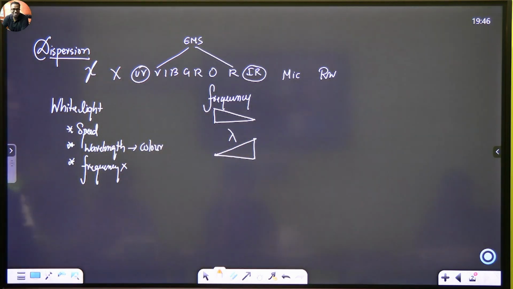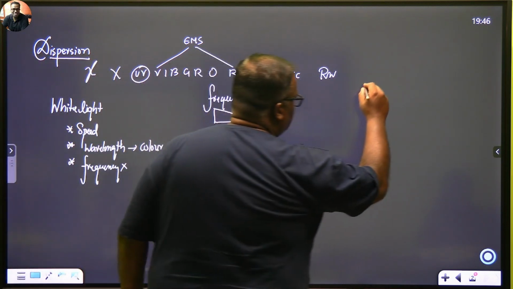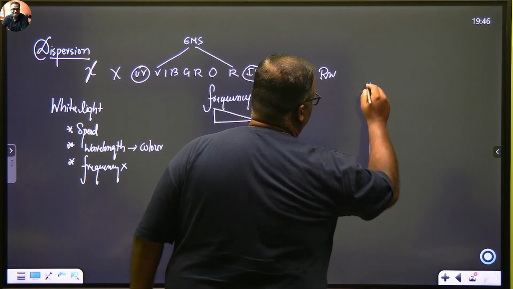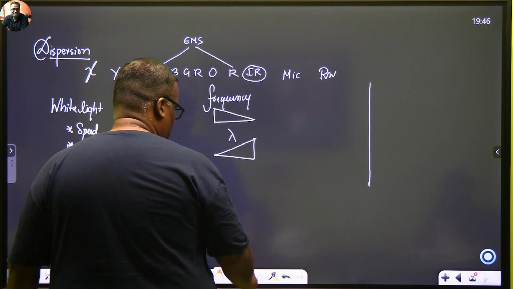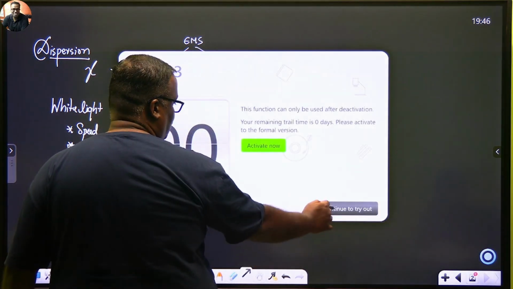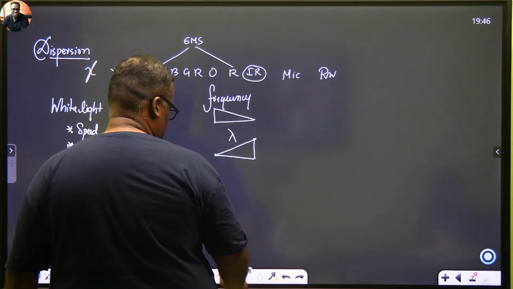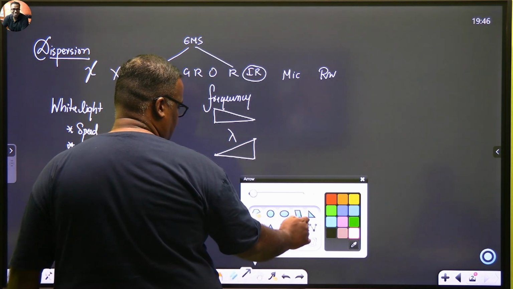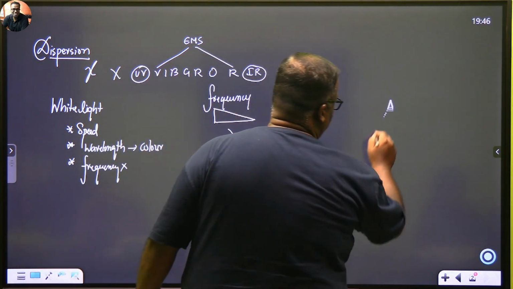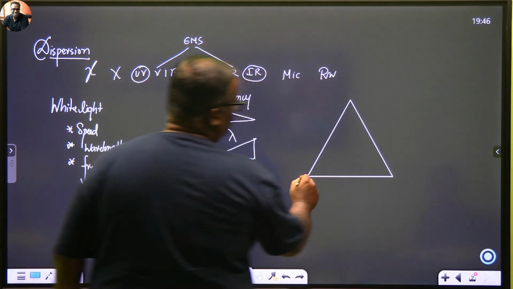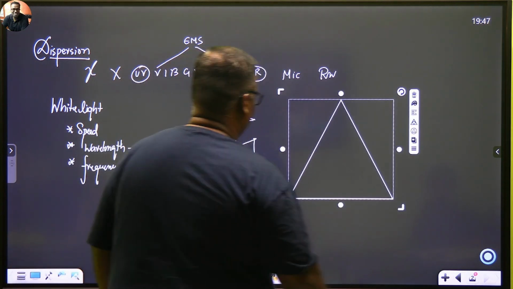Right? A device through which we can actually split up light is known as a prism. So I'll do a proper diagram, then it will be easy for you to understand. Okay. Let's take a proper diagram. So let's see what happens in a prism. This is a triangular prism. Right.